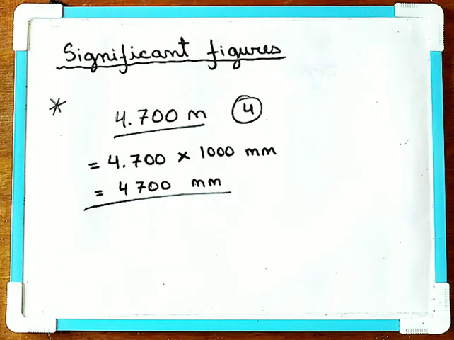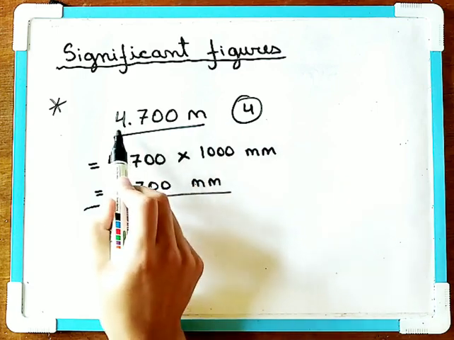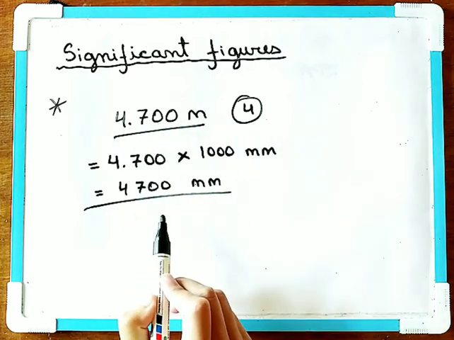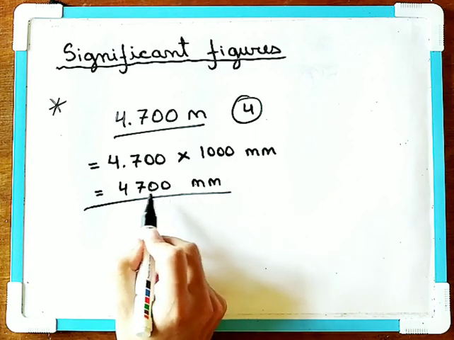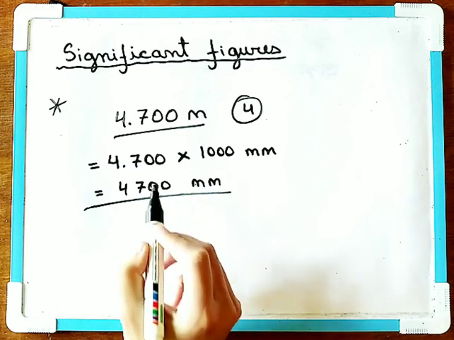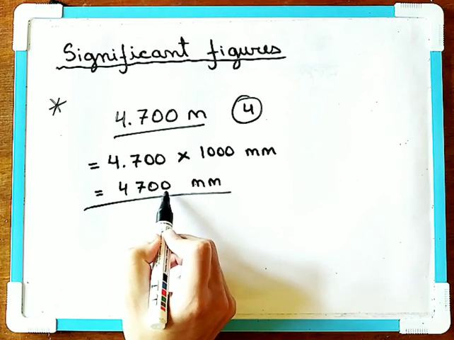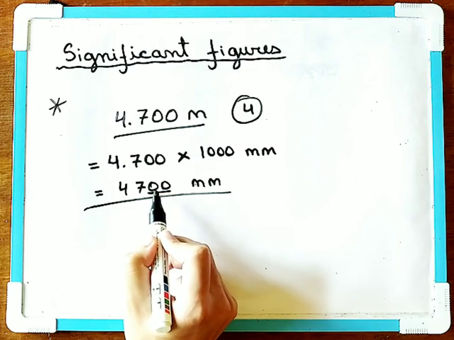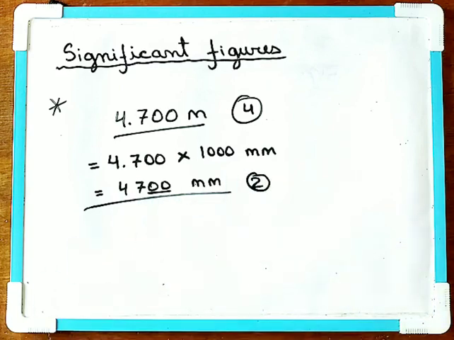But you can see here the number of significant figures is different. Okay, so 4.700 has 4 significant figures. But in this case, you can see we don't have a decimal point. So we have 4700 and there's no decimal point, which means that the trailing zeros are not significant. So these zeros here are not significant. So the significant figures here are 2. In this number, the significant figures are 2.